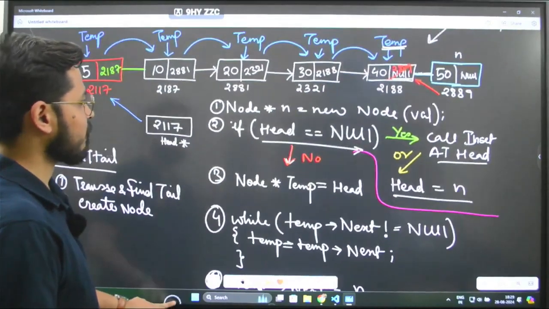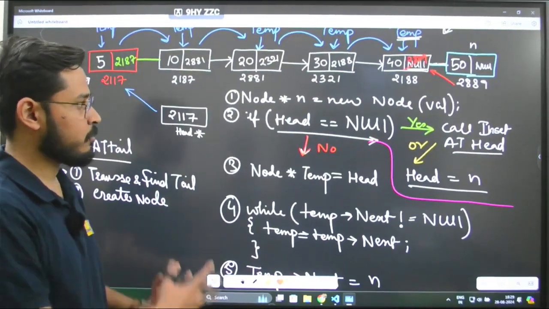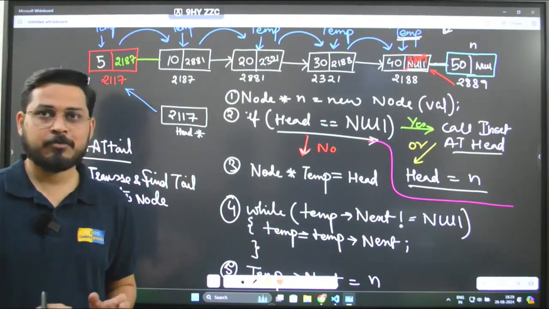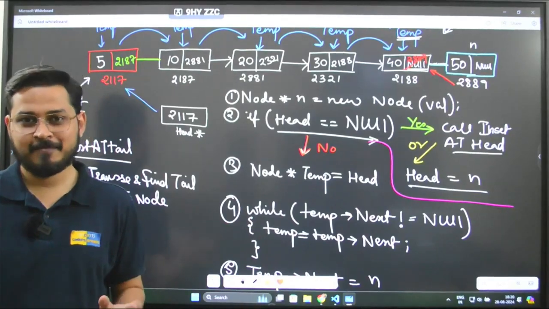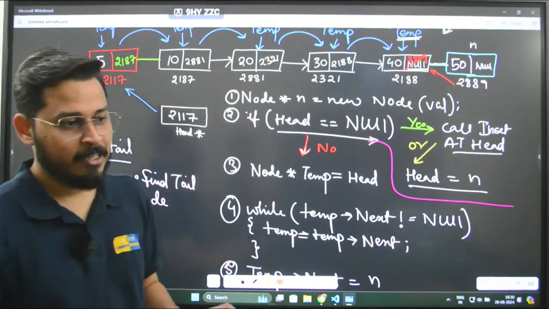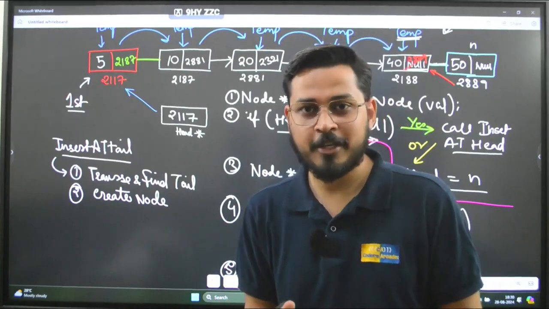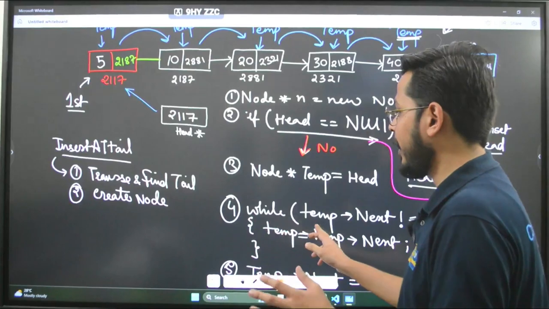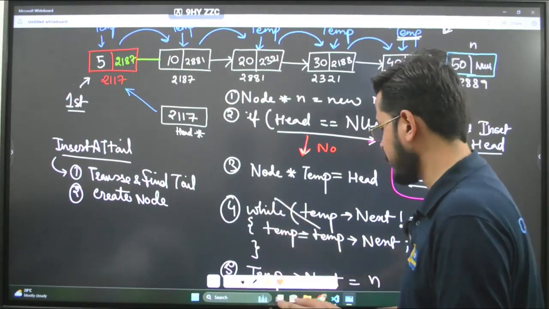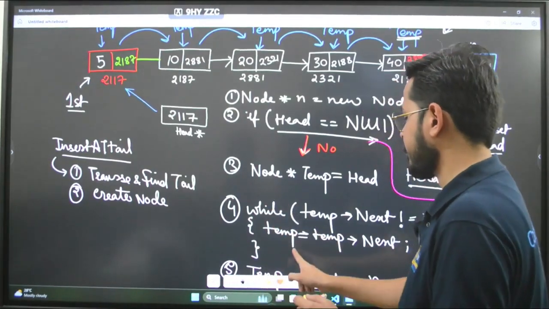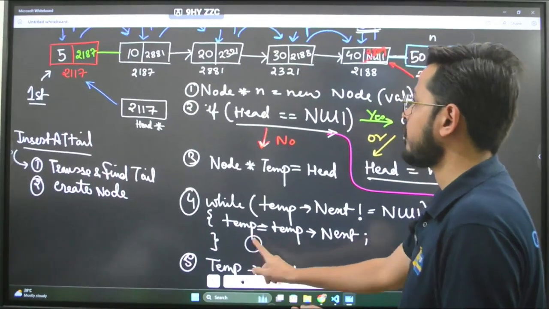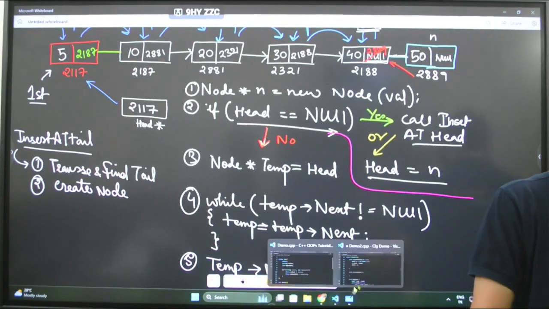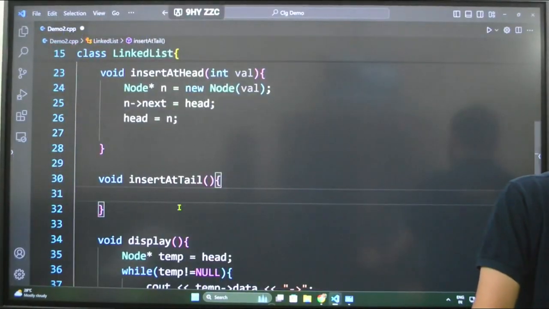A lot of things we have done today. So much. I hope this logic is absolutely clear to everyone. Right. Shall we code? Shall we code? Let's code. Let us do the coding and understand how it is working. This is it. Okay. Let's go to our VS Code and try to code this for insert at tail.